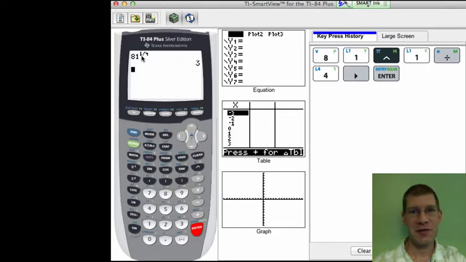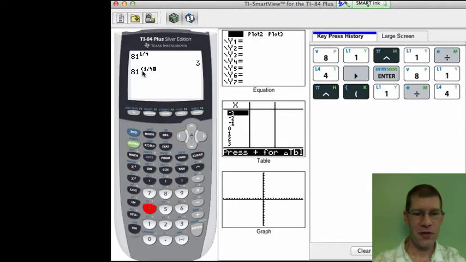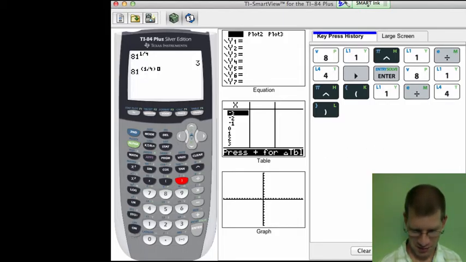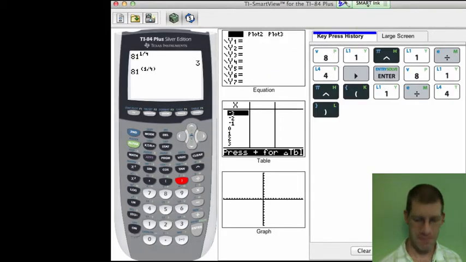With the older operating system, unfortunately I can't really show you here, but if you type in 81 to the 1/4 and it doesn't jump up and give you that superscript, then what you'd have to do is put it in parentheses and do 1/4 that way, or you could do the decimal, 81 exponent 0.25. It should look like this: 81 caret parenthesis 1 divided by 4 parenthesis. So that's what it would have to look like with the older operating system.